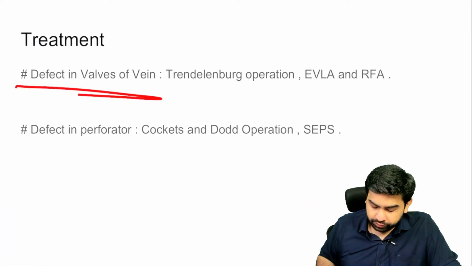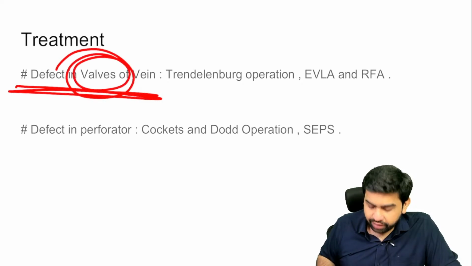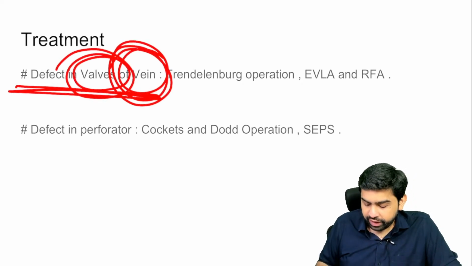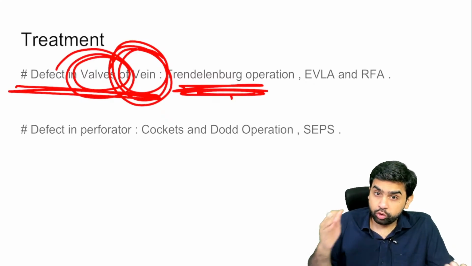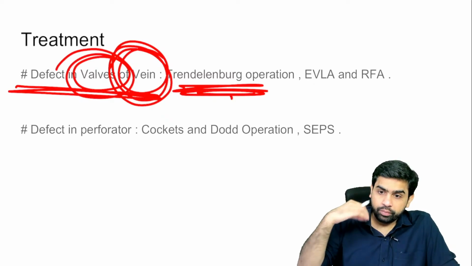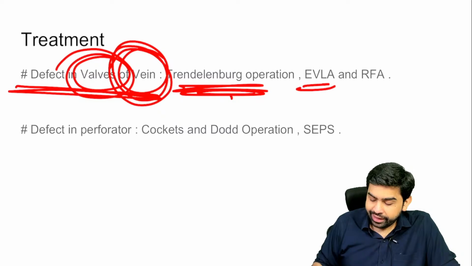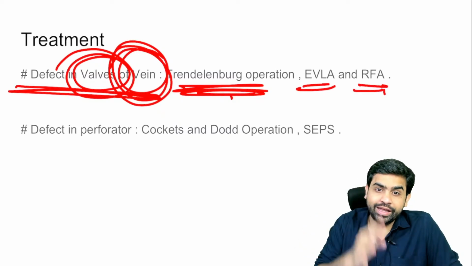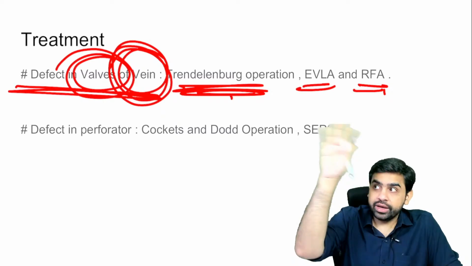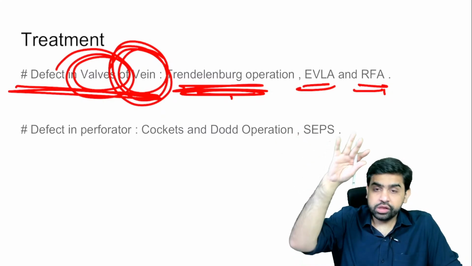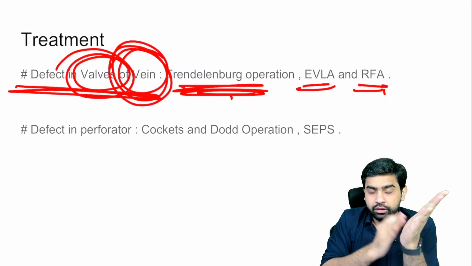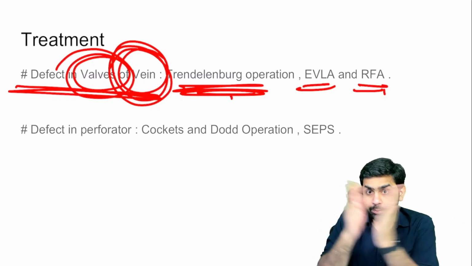For the treatment, if there is a defect in the valves in the veins, if there is a problem with the veins, we have Trendelenburg's operation, which is an open operation, or you can have minimally invasive approaches like EVLA and radiofrequency ablation. What is EVLA? It is endovascular laser ablation. With the help of a laser, you can burn the walls of the vessels and bring them together so that they coalesce, and that vessel seals off.